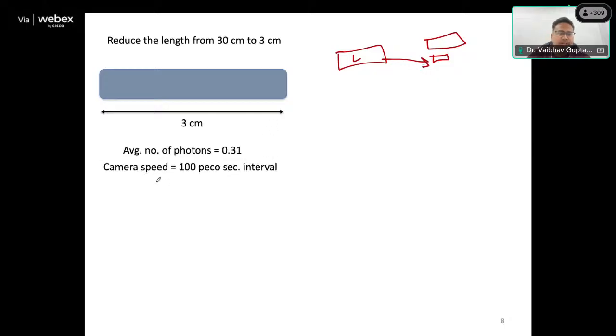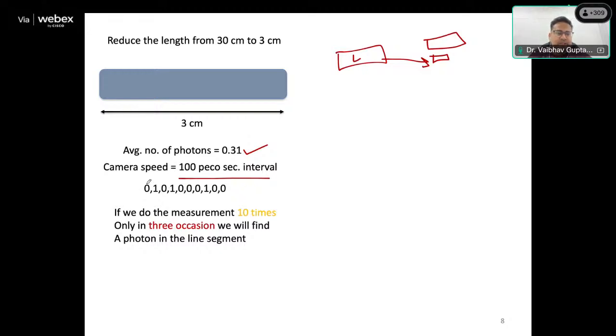So let's say in this case, the average number of photons is 0.31. This we have calculated. We have lambda, we have energy, we have power. This we know, that the average number of photons is this much. And we have a very high speed camera of 100 picosecond. And again, we take pictures.